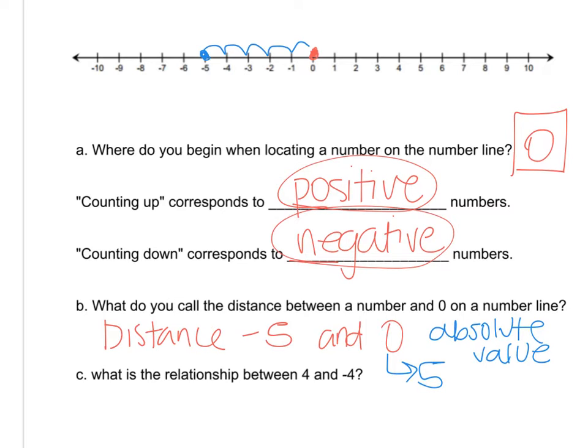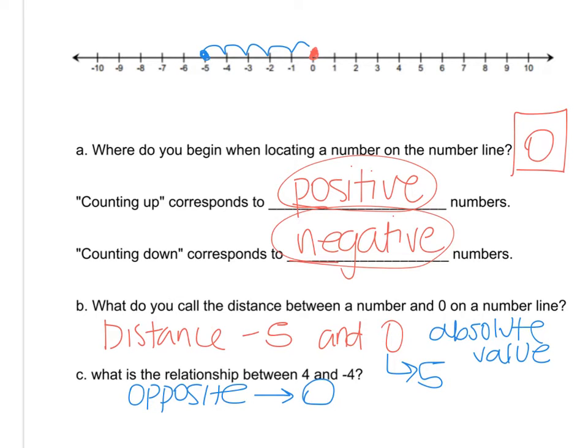Now the last question says, what is the relationship between 4 and -4? Well, they are the same numbers, but the only difference is that they have opposite signs. So they are opposites. Now, the important thing to know about opposites is that they always equal 0.